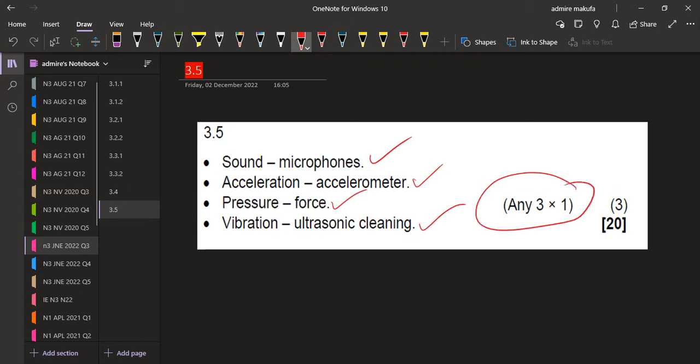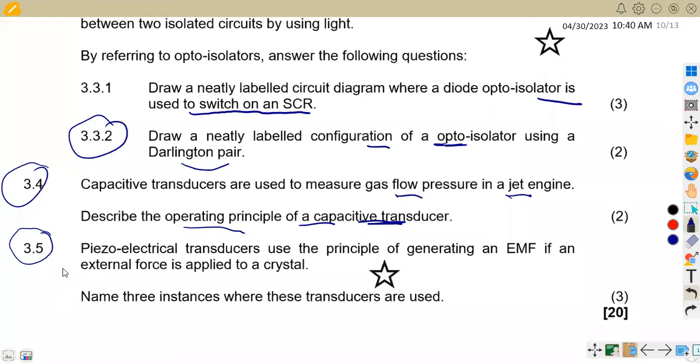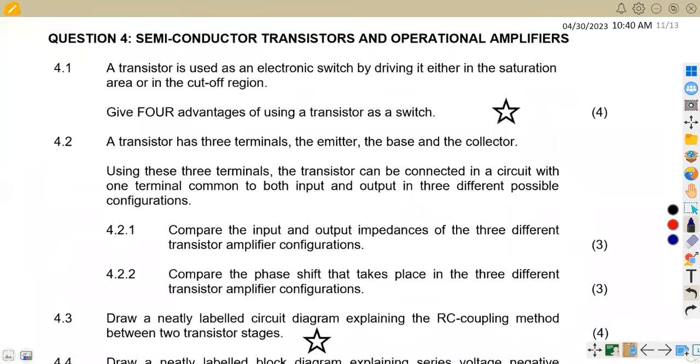So this was the last part, having a total of 20 marks on this part of 3.5, in this case, dealing with the piezoelectrical transducers. All right, so this was the last part, having a total of 20 marks for this whole part of question 3. On question 4, it's actually again theory part. These semiconductors, transistors, and operational amplifier, this was a combination of 2 combined together.